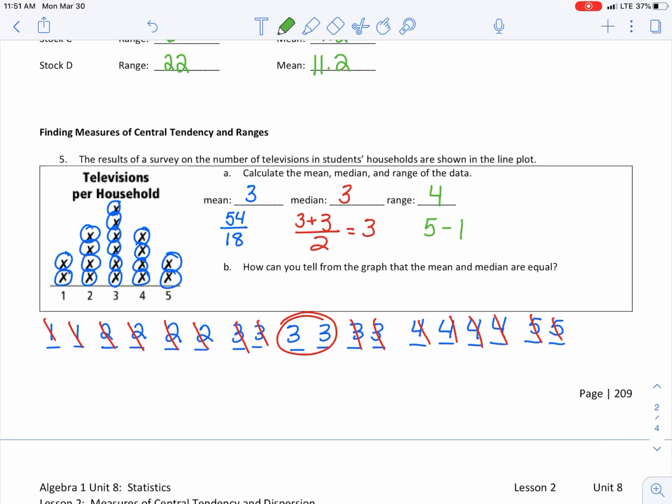It asks us a pretty good question here. It says, how can you tell from the graph that the mean and median are equal? The reason why we can tell this is because we have a symmetric graph. Okay, we have a middle peak, and then it's very, very similar on both sides. So if I were to draw a line down the middle, it's going to be almost, well, in this case, it actually is identical on both sides. So we can tell because the graph is symmetric.